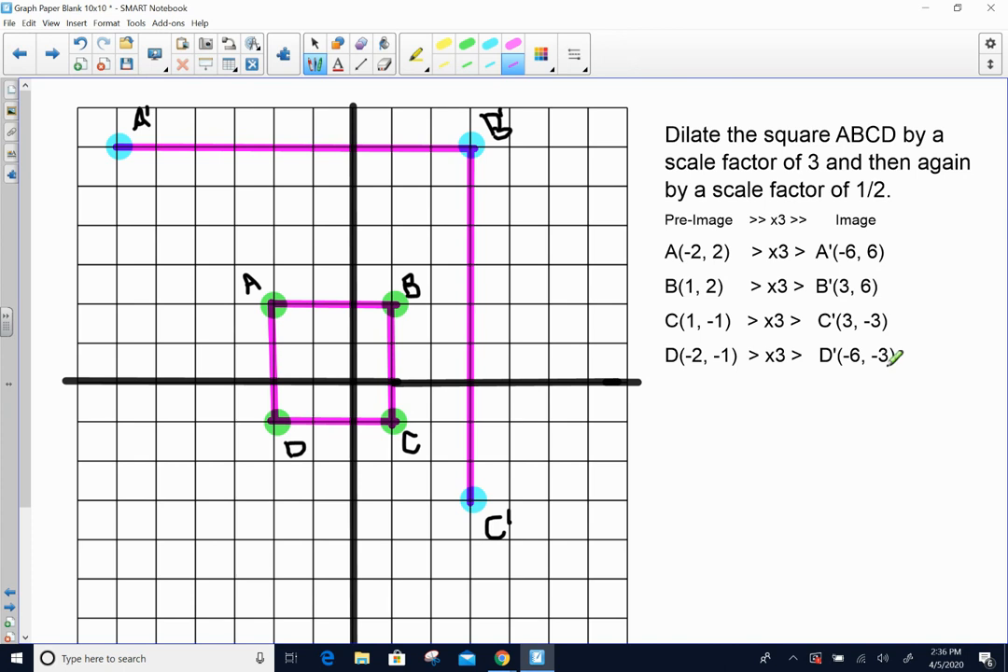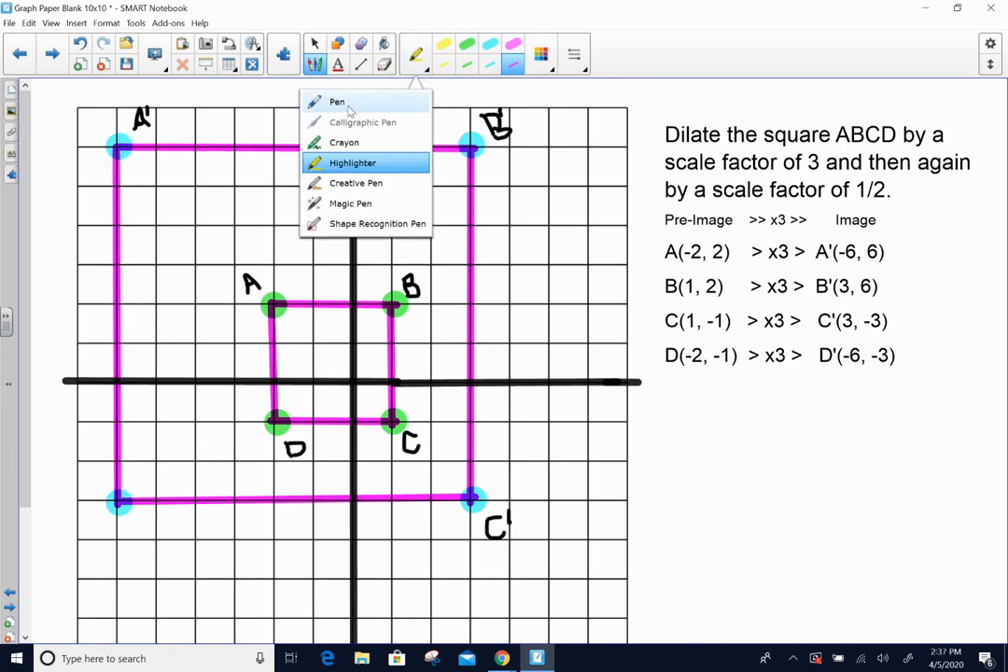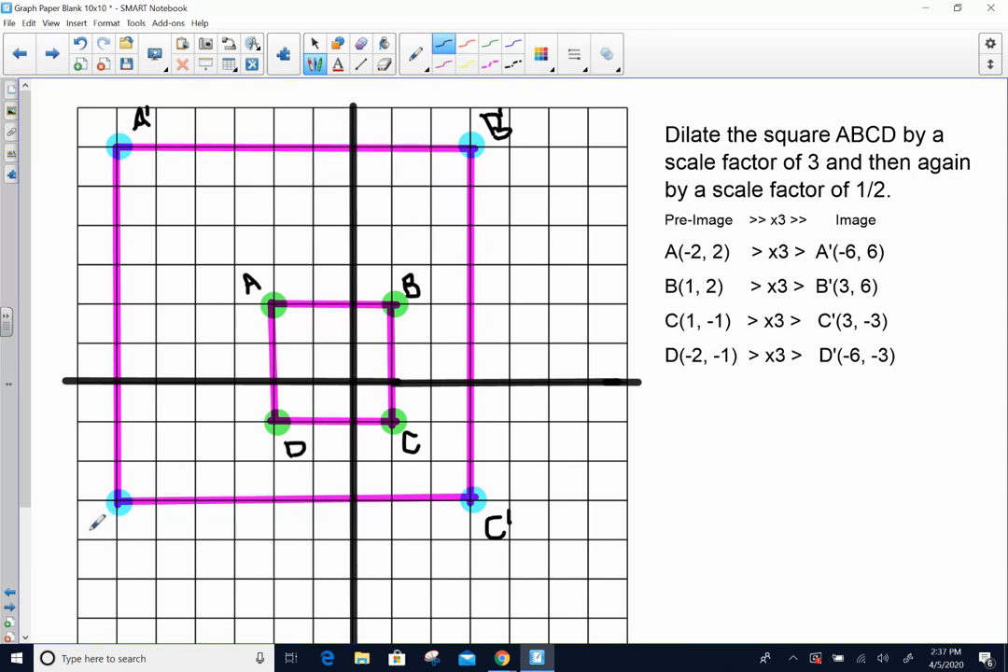And finally, I've got D prime, negative 6, negative 3. So going to the left, 1, 2, 3, 4, 5, 6. Down, 1, 2, 3. I wanted that to be blue. Go ahead and connect those. And I do want to label my last point here, D prime.